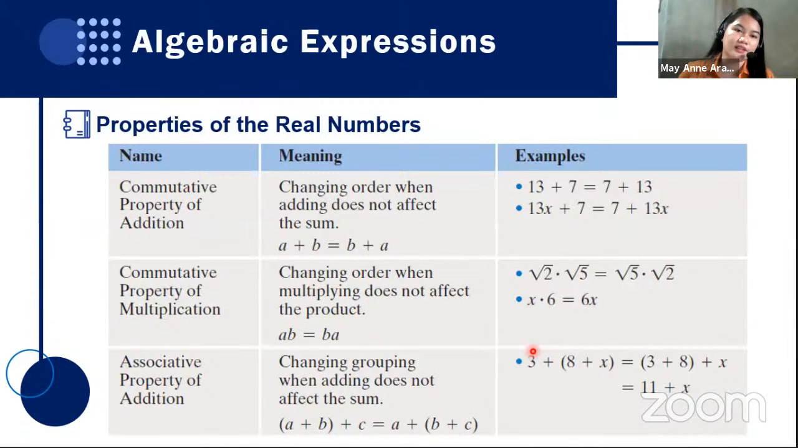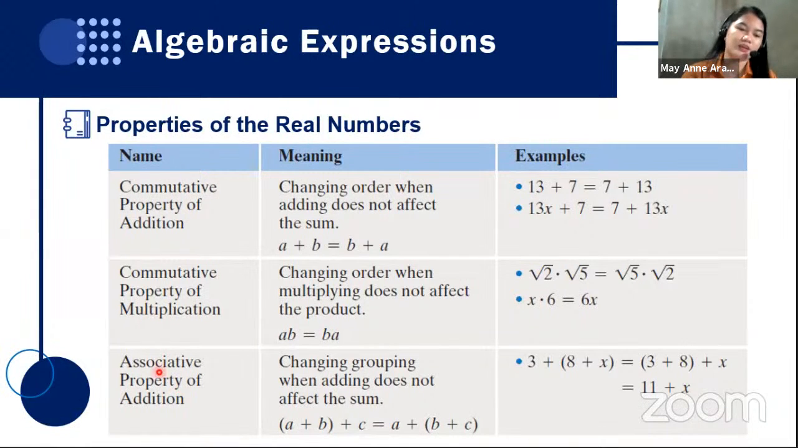Let's also recall the different properties of real numbers. You have the commutative property, which means that changing the order when adding does not affect the sum. For example, 13 plus 7 is still equal to 7 plus 13. It's still the same, that's why it's commutative, changing order. For multiplication, it's the same. If we multiply square root of 2 times square root of 5, this is the same as multiplying square root of 5 and square root of 2. Same with x times 6, that is also equal to 6 times x.